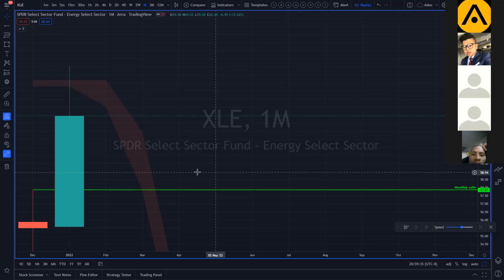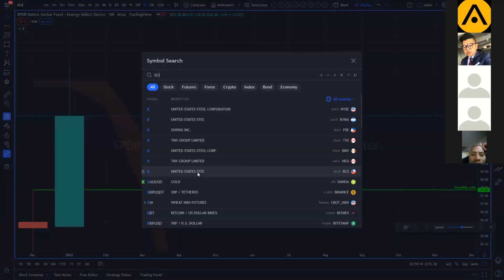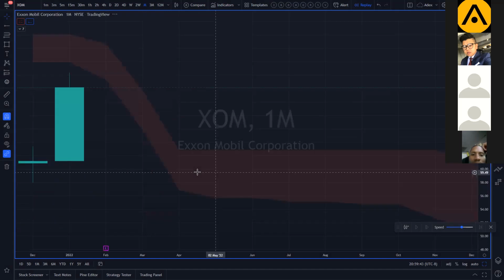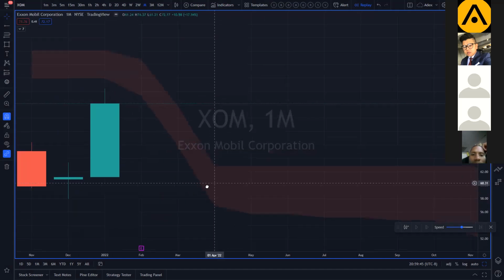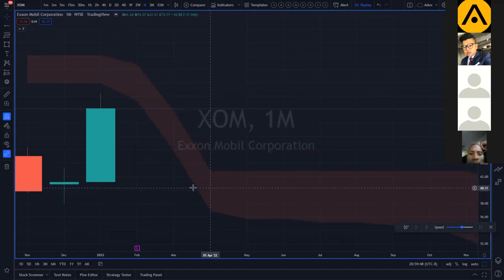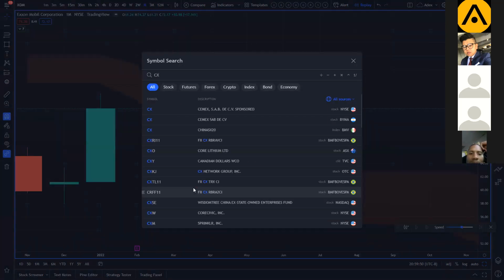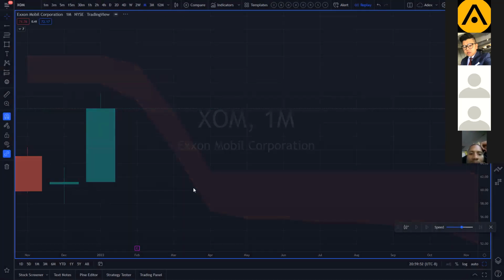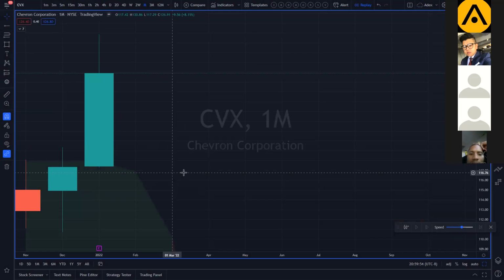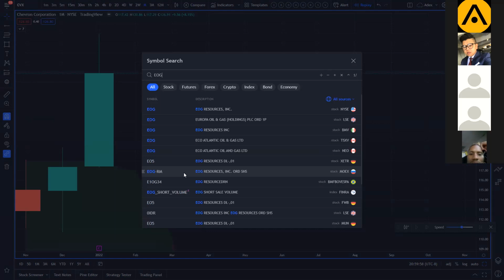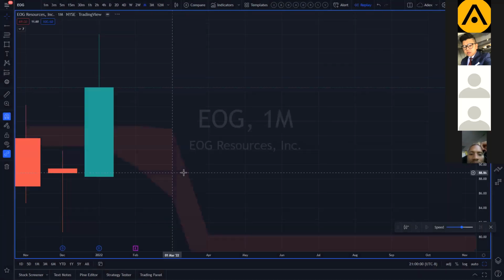Let me just give you guys an example. So this is XLE on the month, right? This is the ETF XLE. XOM, ExxonMobil, look at it on the month. That's the month. Okay, green month. Doesn't look like a red market to me. Chevron, that's the month. That doesn't look like a red market to me. EOG Resources, which is another energy company in the energy ETF, doesn't look like a red month to me.